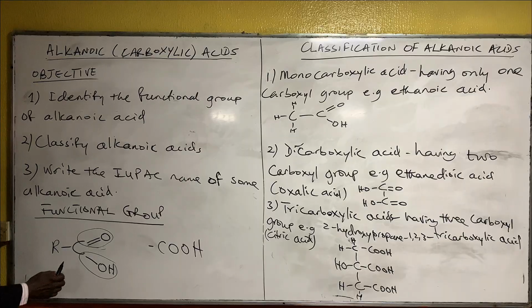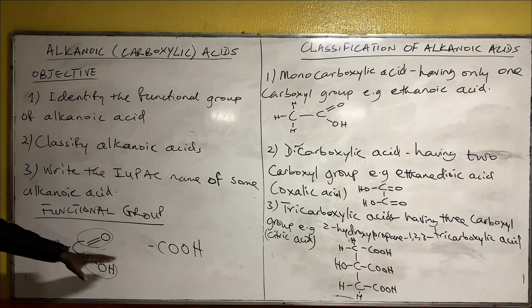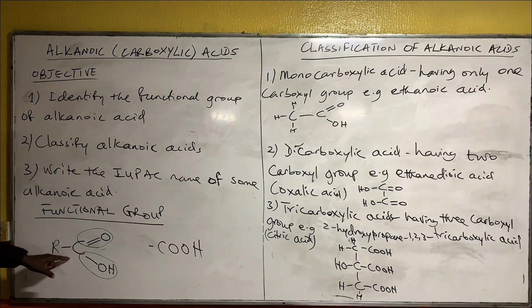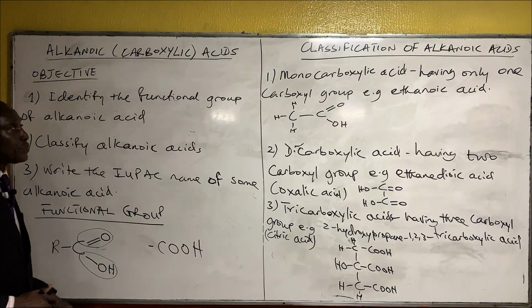So this is the functional group of alkanoic acid, and the functional group determines the chemical properties of any particular compound. In short form, we write it as COOH, but this is the structure of the functional group.